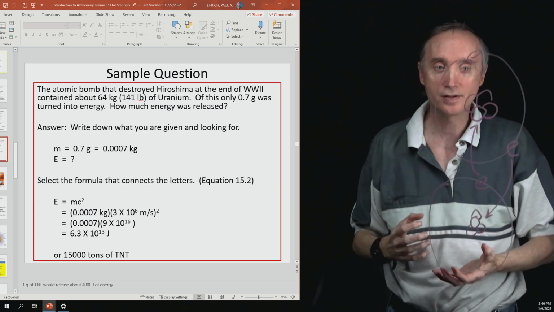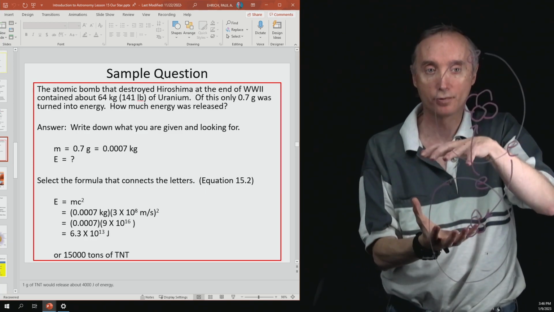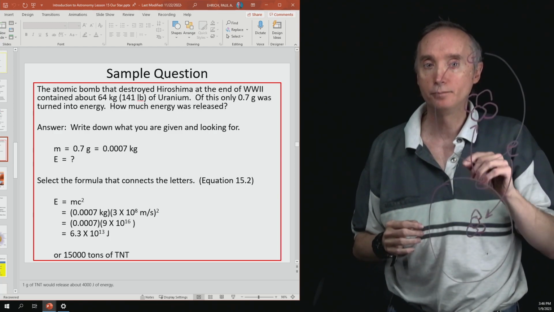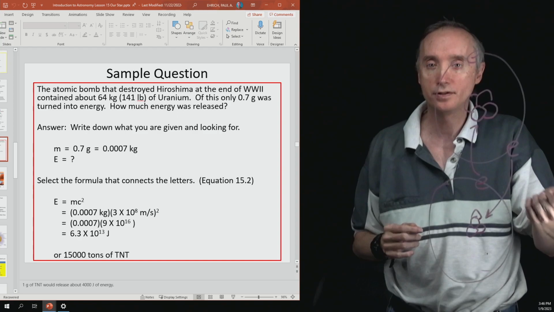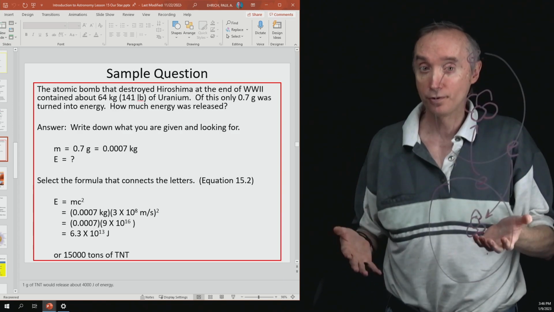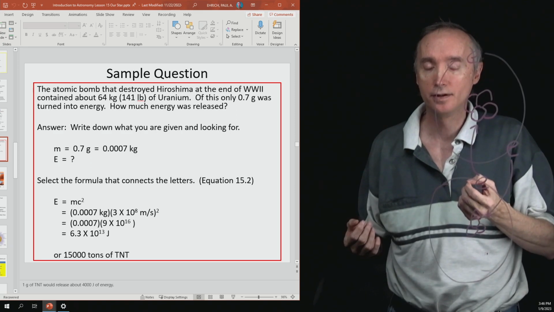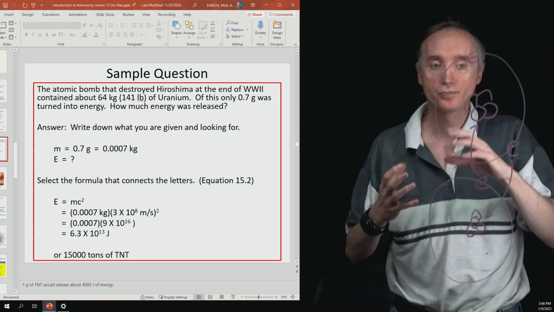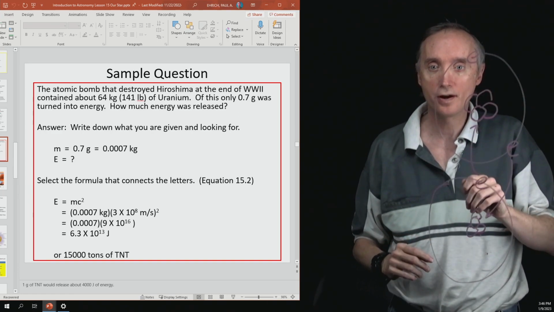But then what did we say about the nucleus? The nucleus of an atom is pretty dense. So that's the reason why that uranium was very dense. So after it exploded, only 0.7 grams of the uranium was actually turned into energy. Well, what happened to the other 63.3 kilograms? So what happened to it? It was turned into fallout. So all of that remaining uranium became radioactive fallout. So only 0.7 grams was turned into energy.